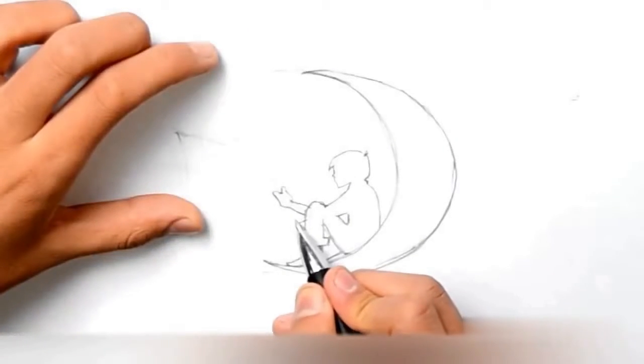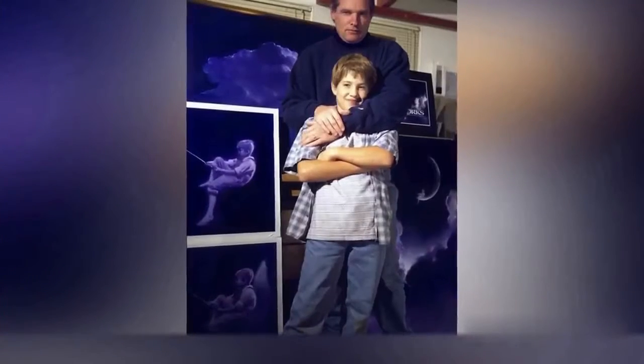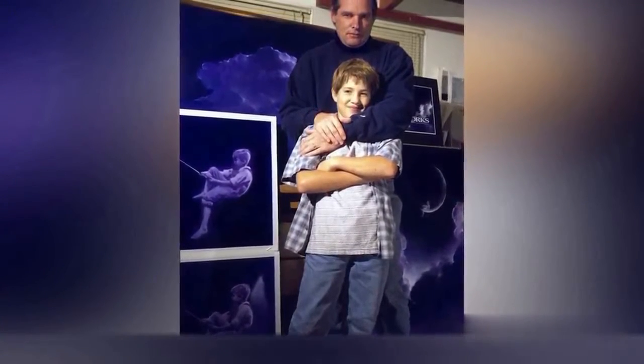It took Hunt 3 months to complete the final motion logo with the boy fishing from the moon. Spielberg loved this version and decided to use it for his new company. By the way, the moon boy is William Hunt, the son of the illustrator.